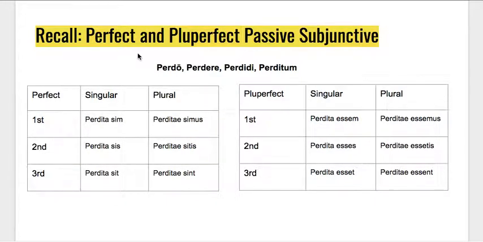Here they are. It's just a quick switch. If you notice, it was perdita sum and perdita eram. Now it's perdita sim and perdita essem. Why? Because these are the present tense subjunctive forms of sum, which we've already learned, albeit a little while ago. So this is a good refresher.